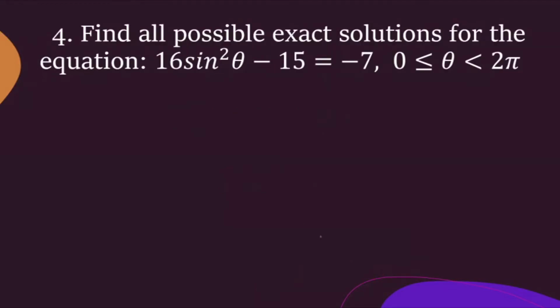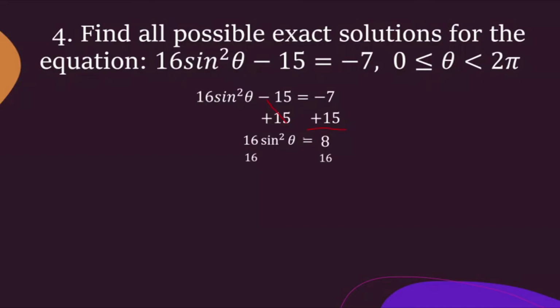So for the next one we have number 4, which is find all possible exact solutions for the equation. Again, this looks difficult, but it really isn't. We have the same parameters where 0 is less than or equal to theta and theta is less than 2 pi. So we take the problem, we move the 15 over, making this cancel out, and this equaling 16 sine squared theta, which equals 8 when you add these two together. And you divide by 16 from here. This will cancel out. And then you can reduce this by dividing by 8 on both sides.